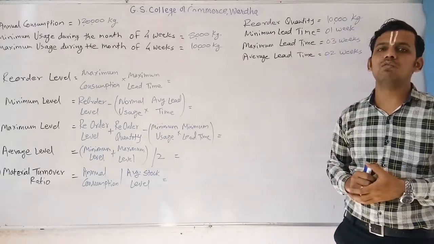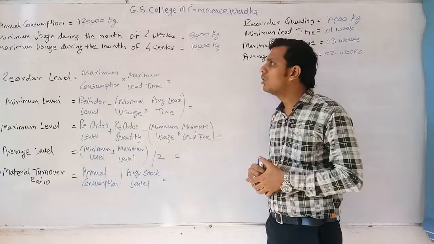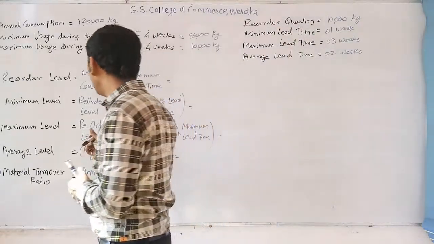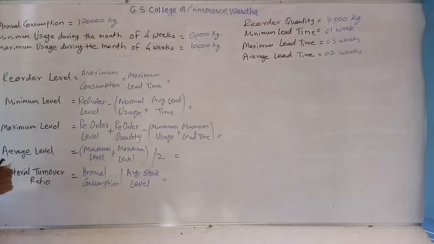The question has one piece of missing information, that is normal consumption or average consumption. As it has not been provided, we are required to calculate it by ourselves.